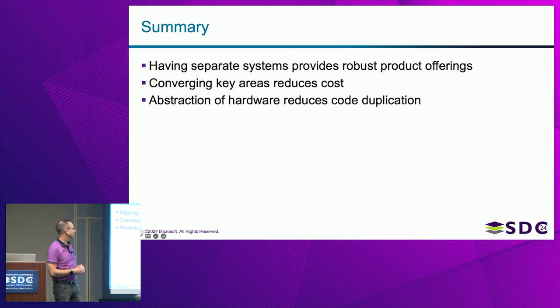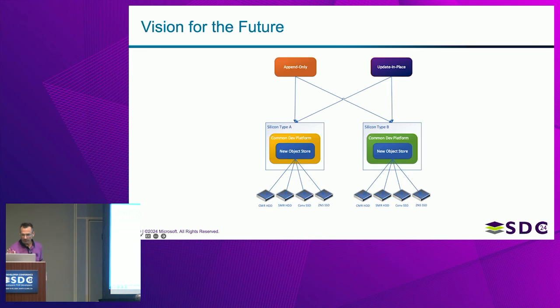And abstracting the hardware reduces code duplication. Again, this is both for the type of media, SMR and ZNS, abstracting that so I don't have to write those code bases separately, and also for the silicon type. I don't have to have two different code bases for these very different platforms, I can have one. And this is just our vision for what our future looks like, and we're well on our way there.